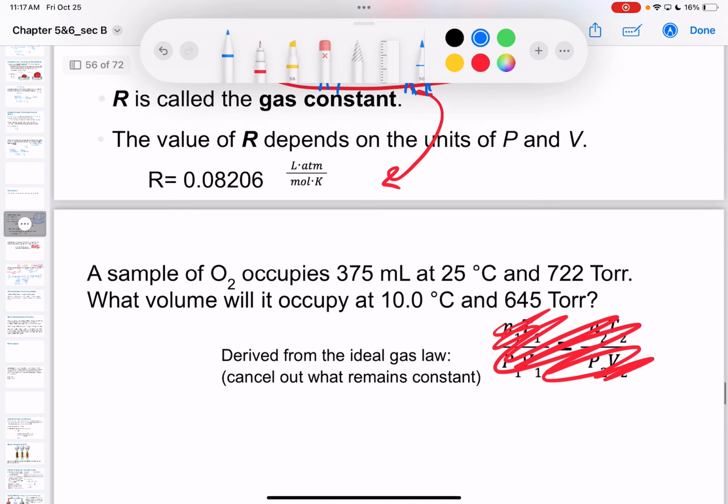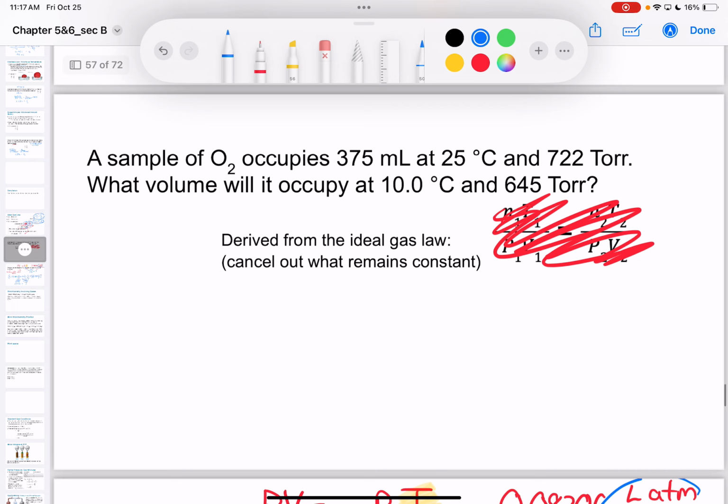Okay, so let's do one of those. Cancel out this form too.